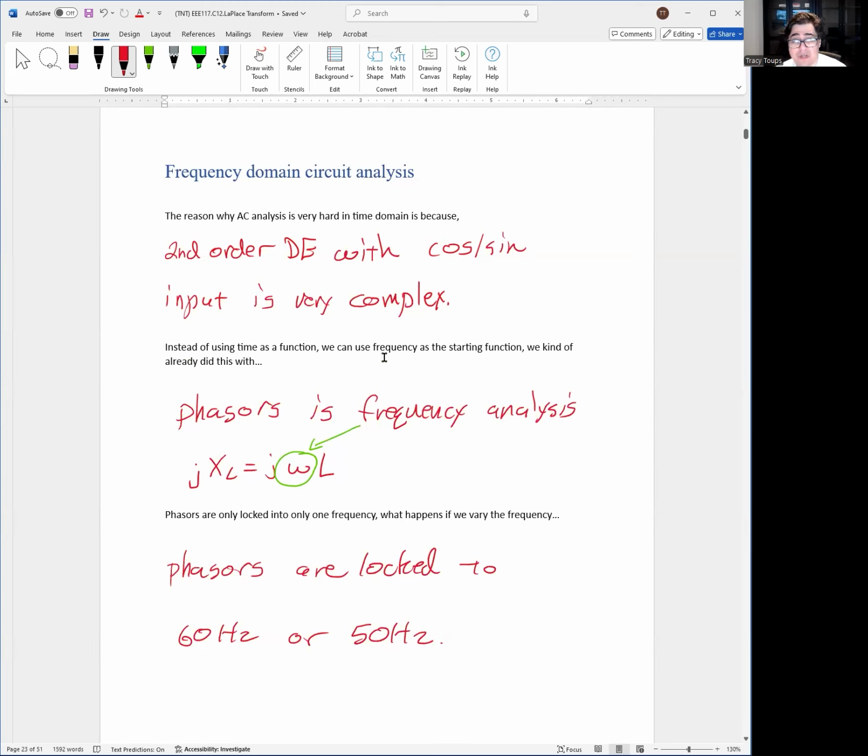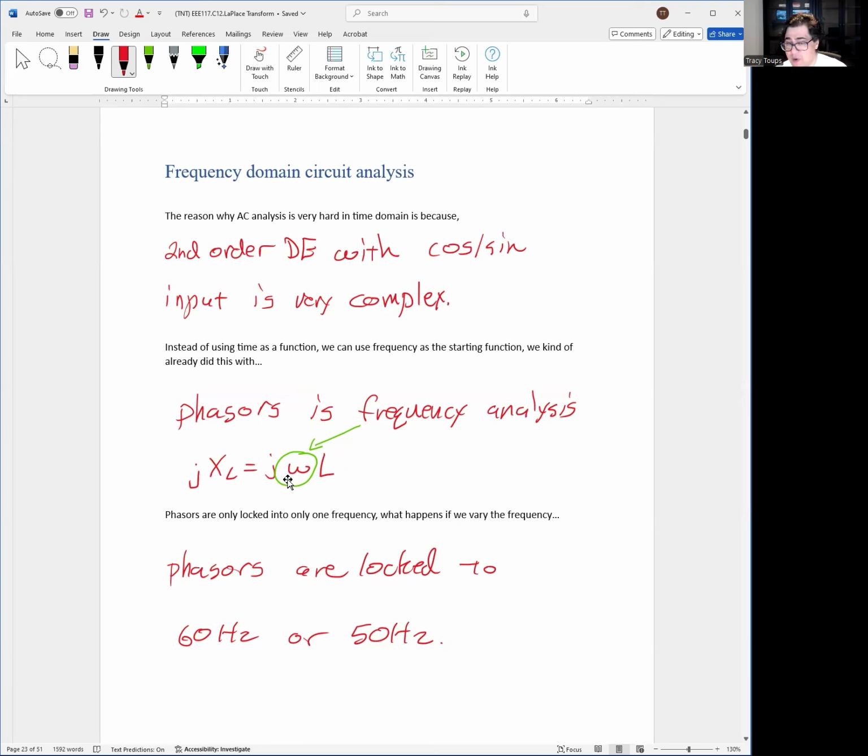And honestly, we kind of already did that informally. It's called phasors, from a month ago. Phasors is frequency analysis at its core. Now, the frequency is fixed to 60 hertz because we're doing power engineering, but no questions asked, it is still frequency analysis. The main reason you know is the impedance of an inductor, jXL, is a function of frequency. It is j omega L. Well, omega is your frequency of the circuit in radians per second.